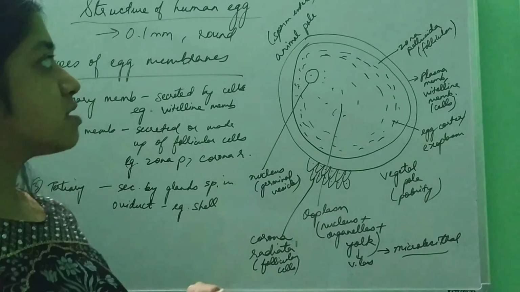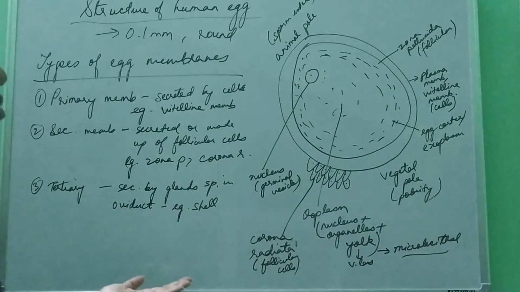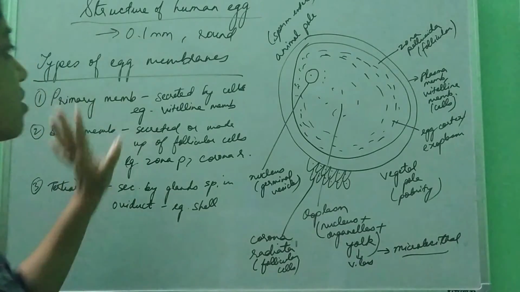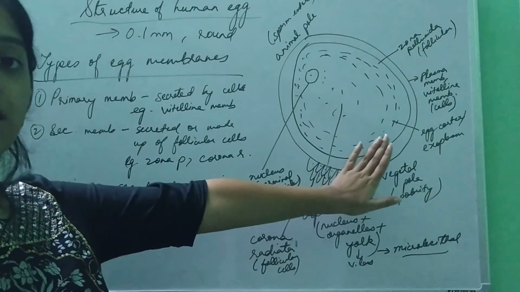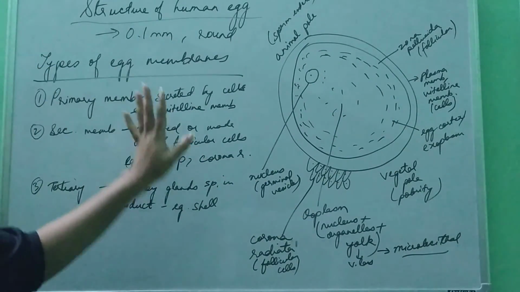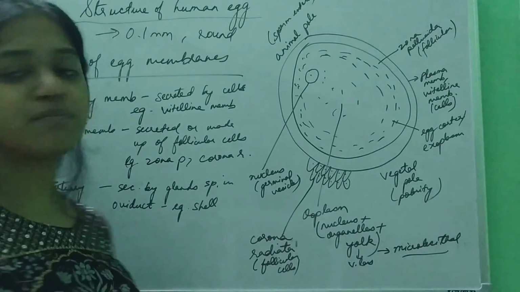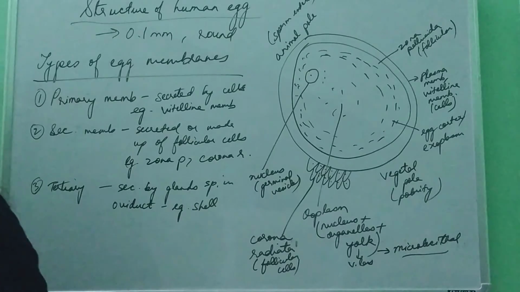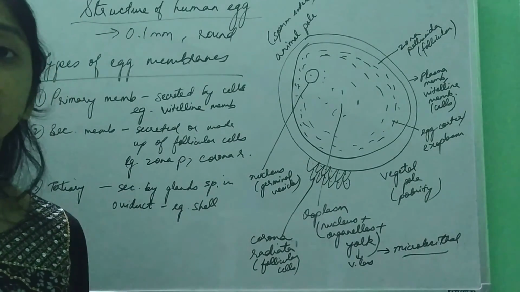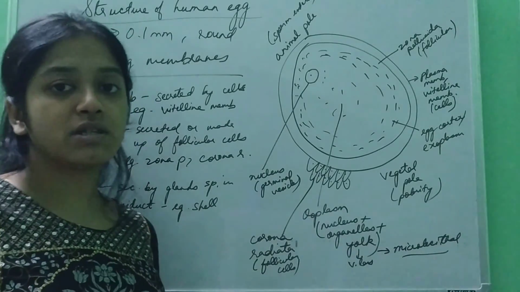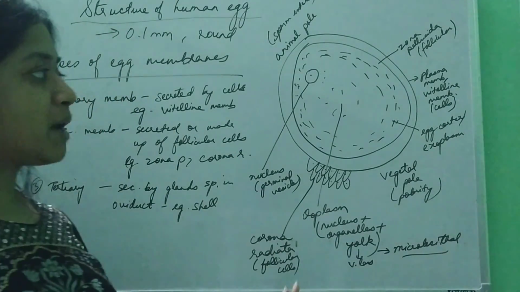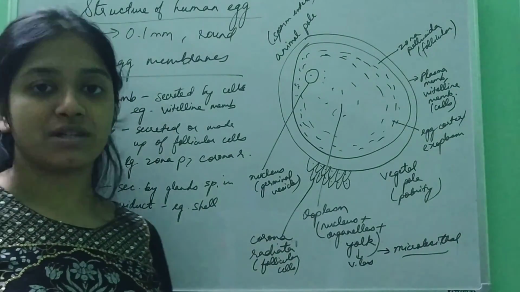So in oogenesis, you have understood the process. Next is the structure of the human egg, which is important, and next is the types of egg membranes. After this, we'll start with the cycle in the case of females, which is the menstrual cycle. So go through this part. After this, we'll start the menstrual cycle.